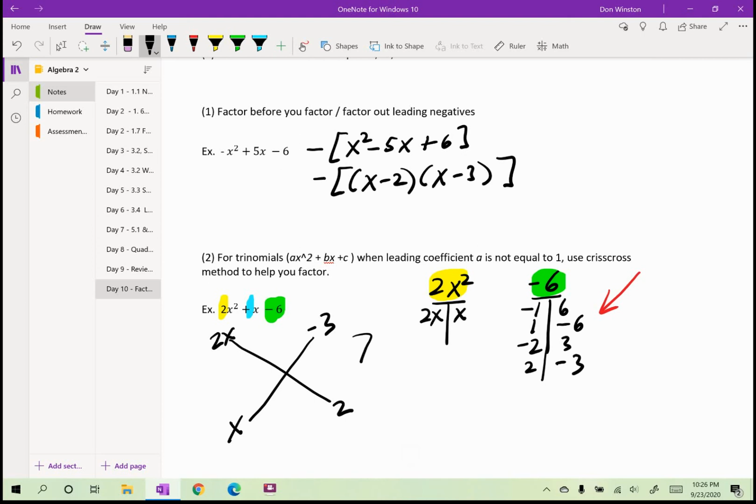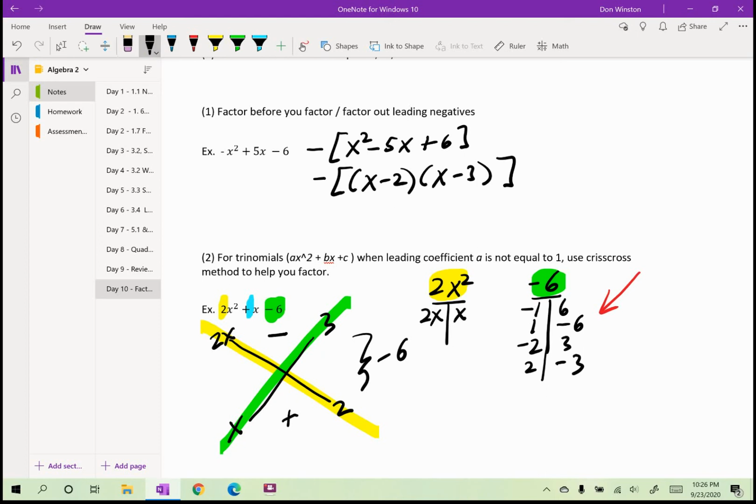Okay, now negative 3 times 2 gives me my negative 6. But if you crisscross here, if I go 2x times 2 is 4x, and then x times negative 3 is negative 3x, and 4x minus 3x gives me my positive x. All right, so I had a positive 2 in the bottom, and rather than writing my negative right there, I'll write it right there.